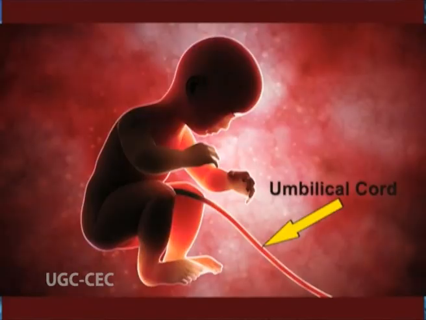Cord blood. Cord blood is a rich source of hematopoietic stem cells. Cord blood is collected at the time of childbirth. It is the blood which is present in the umbilical cord after the child's birth. It contains a large number of stem cells which can rapidly multiply.